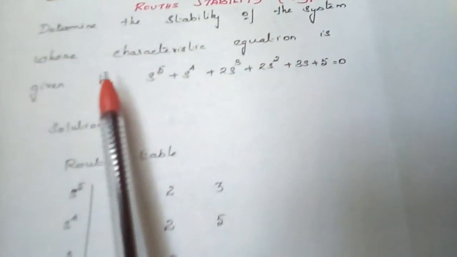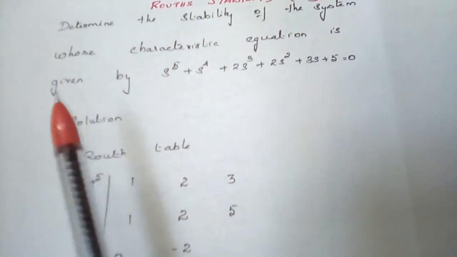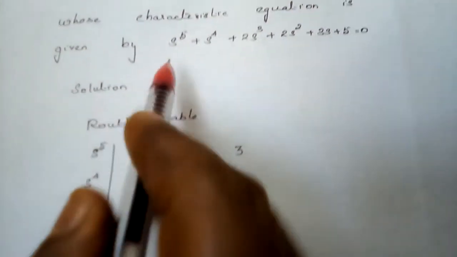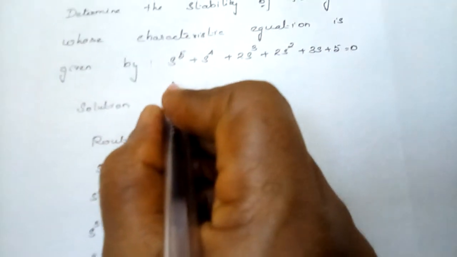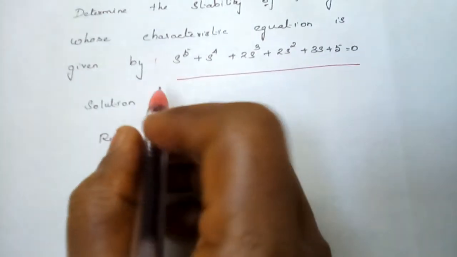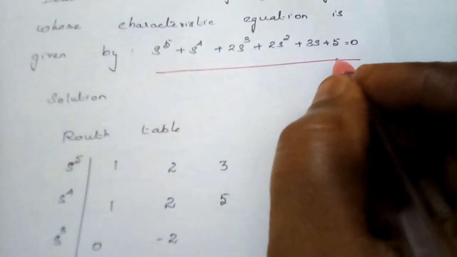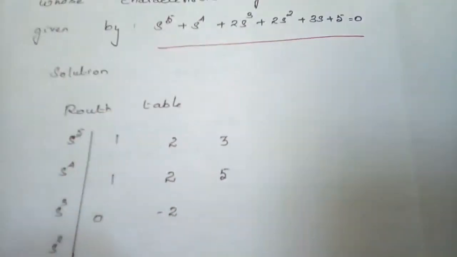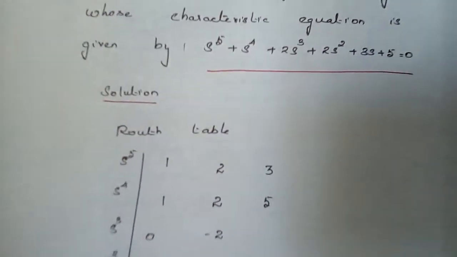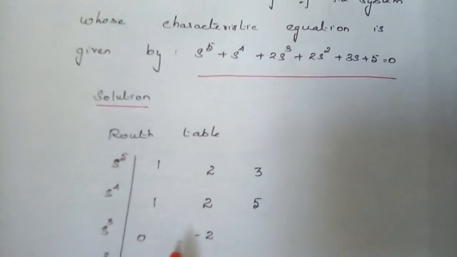Our problem is to determine the stability of the system whose characteristic equation is given by s power 5 plus s power 4 plus 2s cube plus 2s square plus 3s plus 5 is equal to 0. Solution for this equation: as said earlier, we are supposed to form the Routh's table, starting from the higher order.